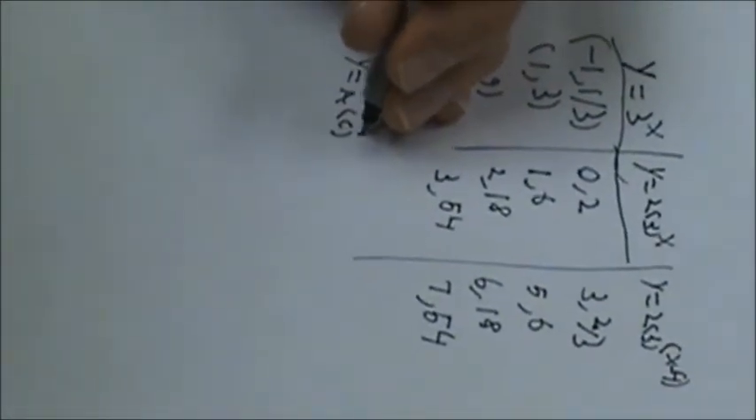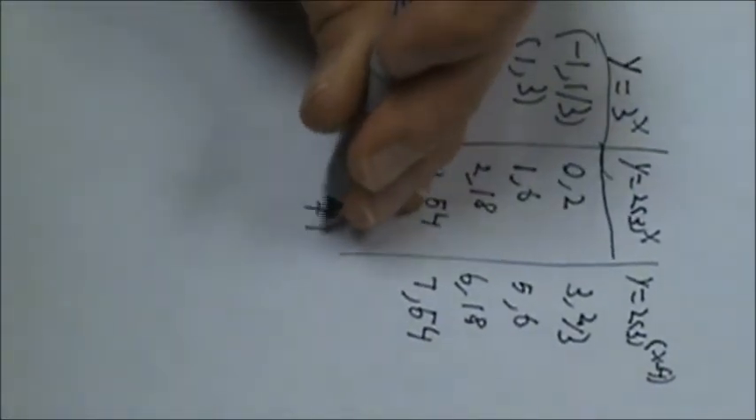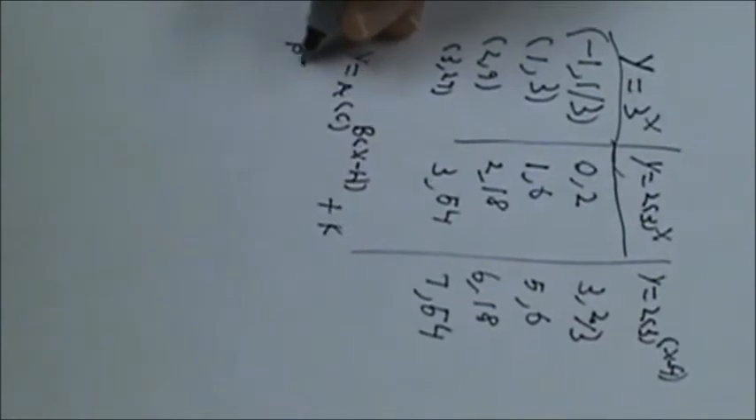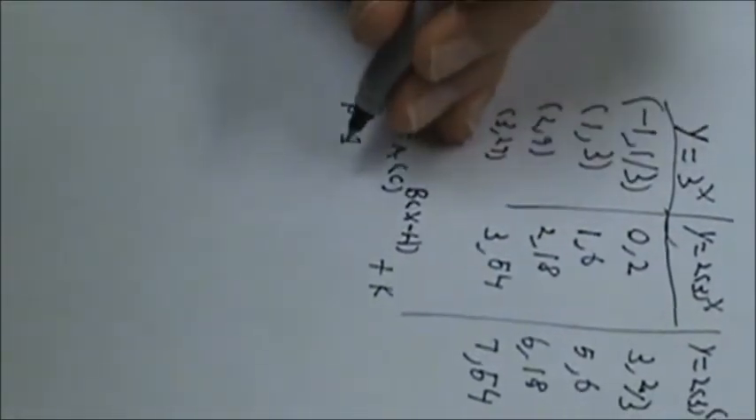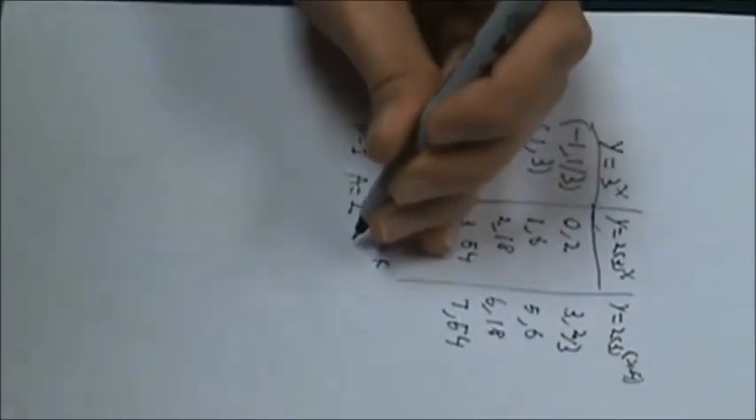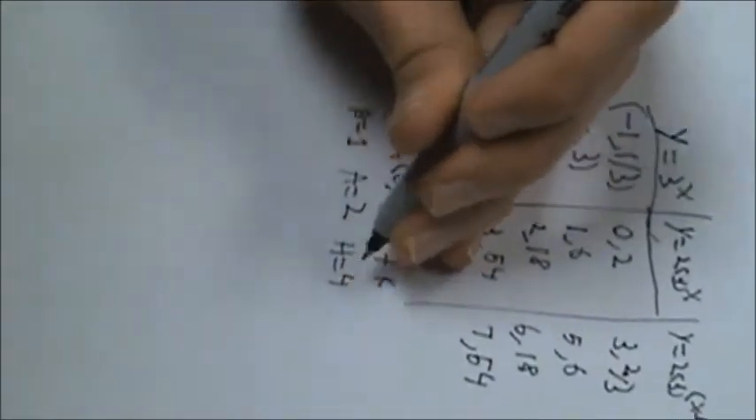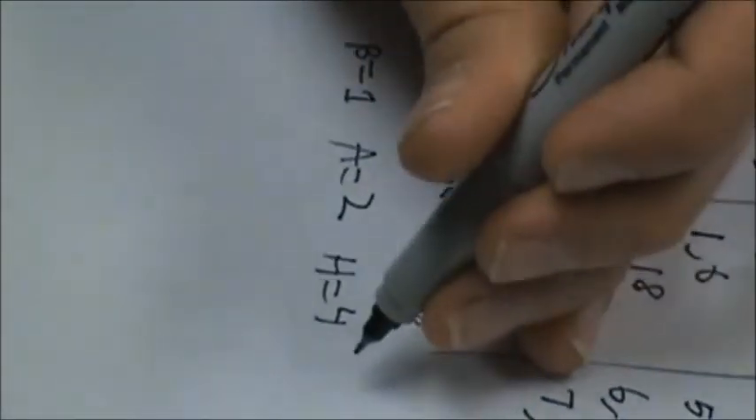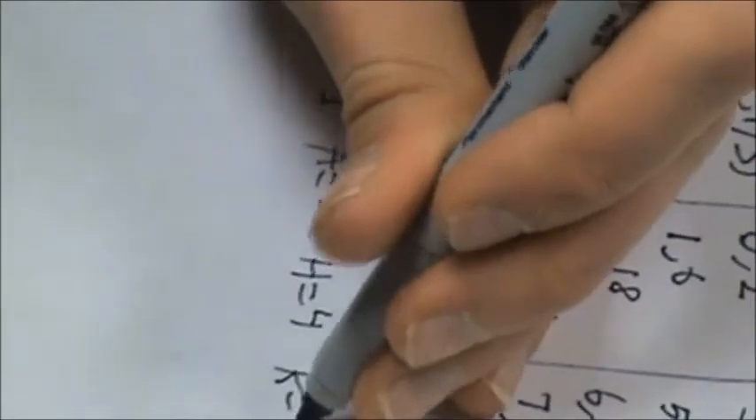Now consider the fact that y equals a times c to the power of b(x minus h) plus k. b equals 1, because in the function there is no horizontal stretch, so the b value would just be 1. a equals 2, because that corresponds with a vertical stretch by a factor of 2. h equals 4, and that's a translation of 4 units. And k equals 0, because there is no vertical translation.